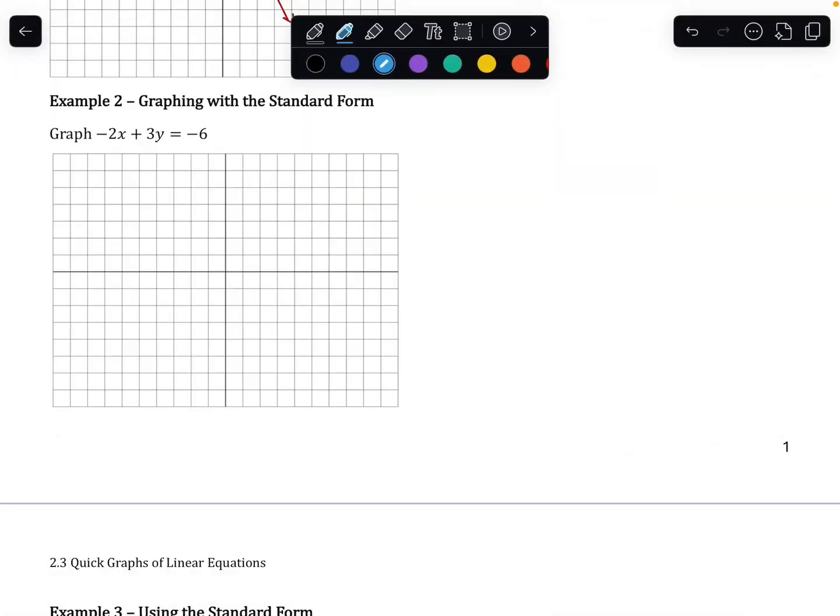Our next way of graphing is we're going to be graphing with the standard form. So I have my equation of negative 2x plus 3y equals negative 6. And I'm going to solve this equation two ways. I'm going to solve it when x equals 0, which gives me my y-intercept, and y equals 0, which will give me my x-intercept. So when x equals 0, we get 3y equals negative 6. So y equals negative 2.